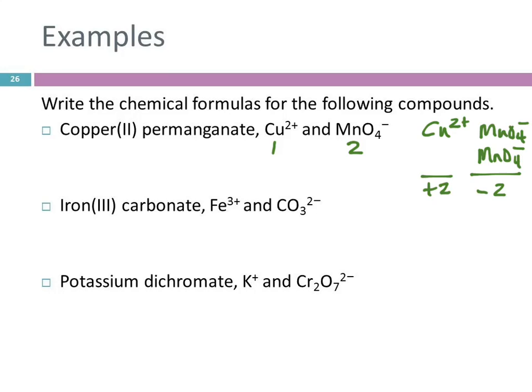You could also do the crisscross thing, and this 2 becomes the subscript on that one, the unwritten 1 becomes the subscript on the other. And so when we write this out, it's going to be Cu with MnO4 in parentheses and a 2 on the outside. Make sure your subscripts are small. Sub means below, small. It's a small number, probably about half size, and it's usually dropped down a little bit.